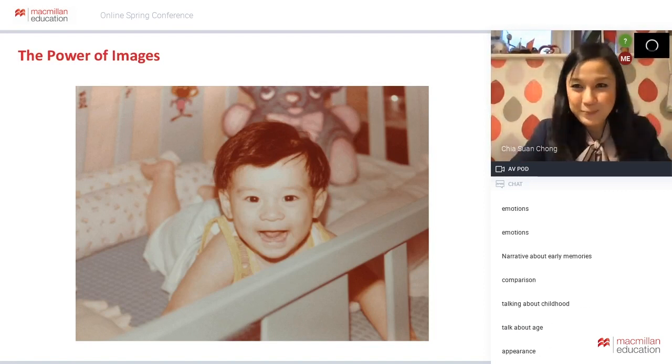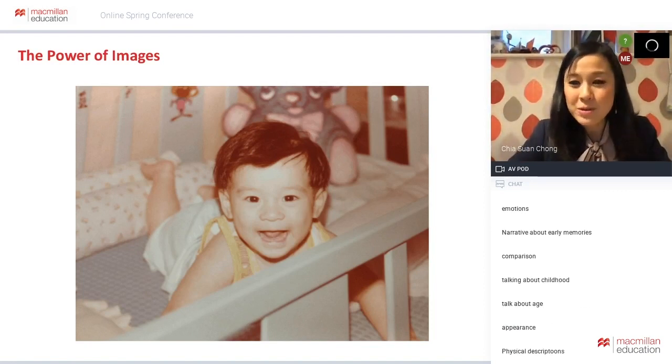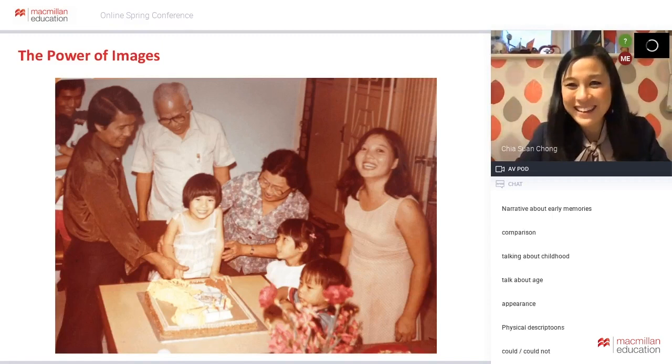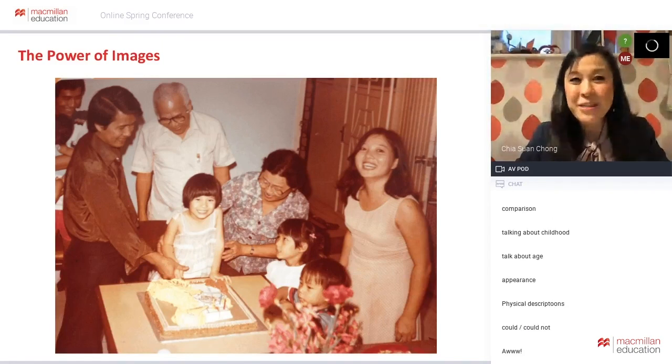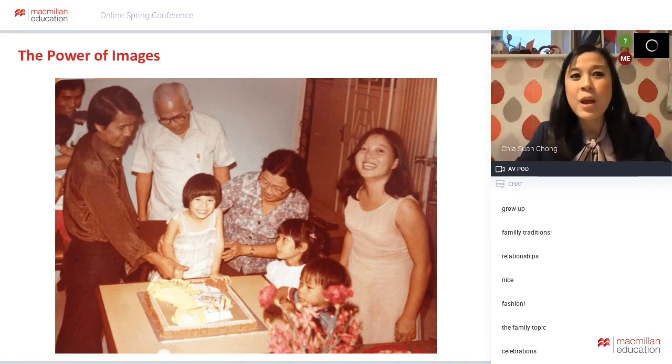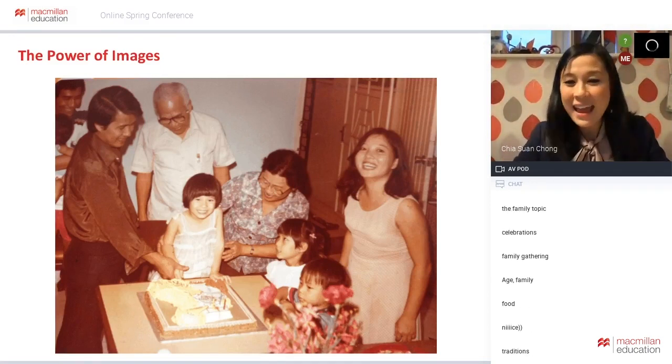Here's another photo. And this one is also something I kept in my little box of tricks. So the photo of my family. That's me in front of the birthday cake, celebrating my 3rd birthday. You can see my grandfather, my grandmother, the 2 children in front of the cake are my cousins, and then the woman smiling widely at the camera is my mother, and the man holding my hand, that's my father.